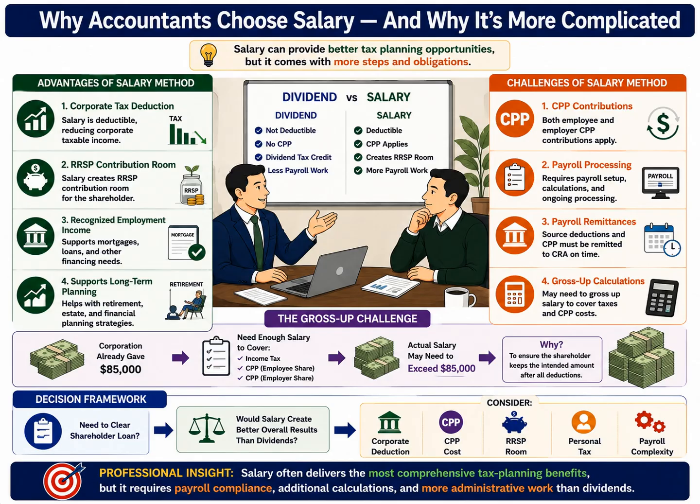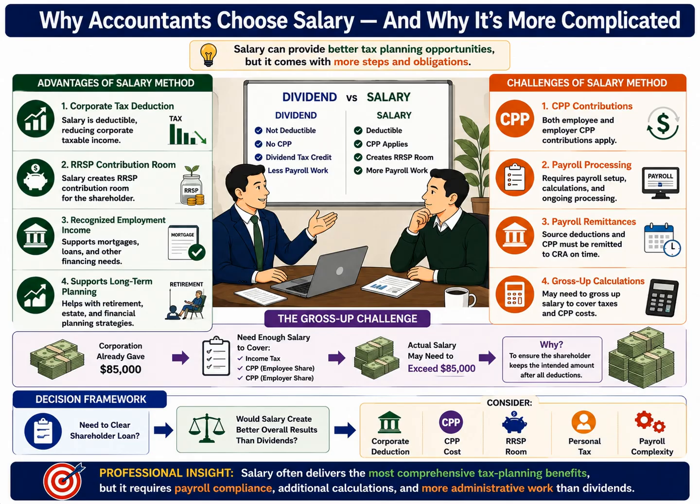Salary also provides recognized employment income. This can be very valuable when applying for mortgages, personal loans, financing arrangements, or other situations where lenders want to see stable employment income reported on T4 slips. In addition, salary can support broader financial planning goals, including retirement planning, estate planning, and long-term compensation strategies. However, these benefits come with additional complexity.